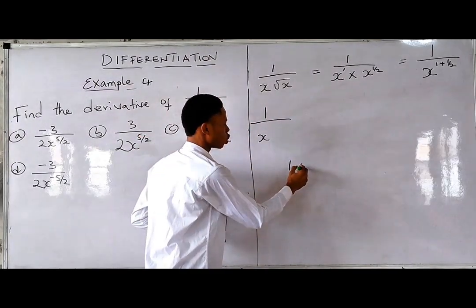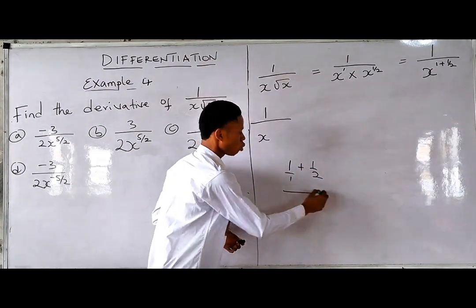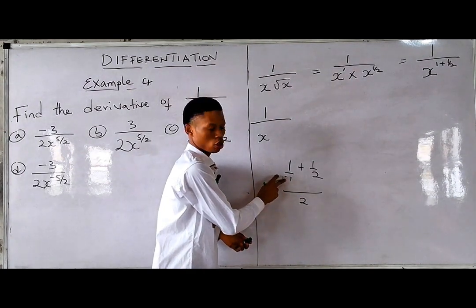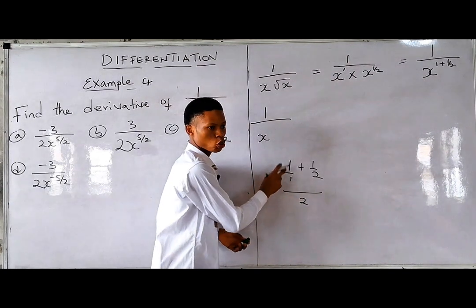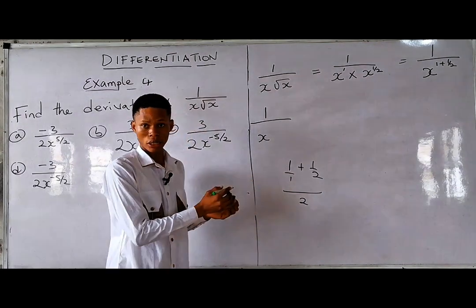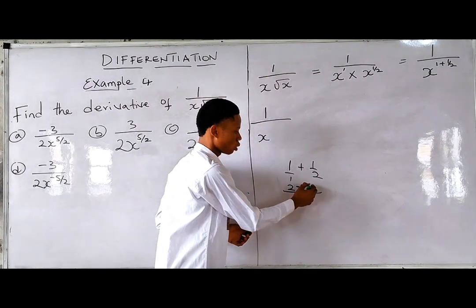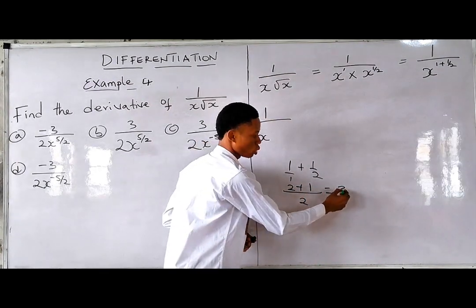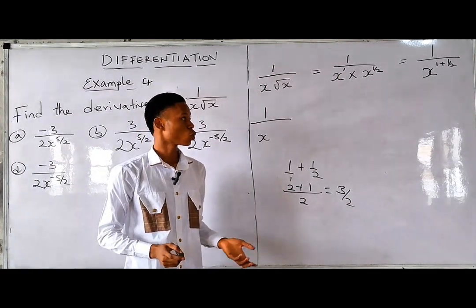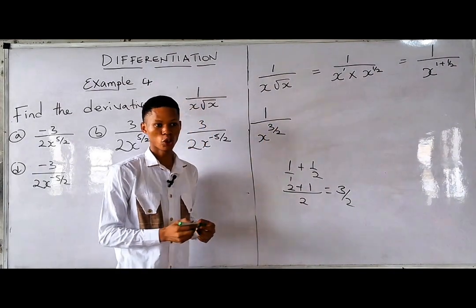Now, 1 over x raised to power 1 plus 1 over 2. What is 1 plus 1 over 2? This is not 1 and half. What's the LCM? 2, right? 2 divided by 1, 2 times. You hope you know how to combine these together. So here will be 2, right? Plus 2 divided by 2, 1 times 1. So what are you having? 2 plus 1 is 3 over 2. So 1 plus half is 3 over 2. So we are having x raised to power 3 over 2, right? Good.